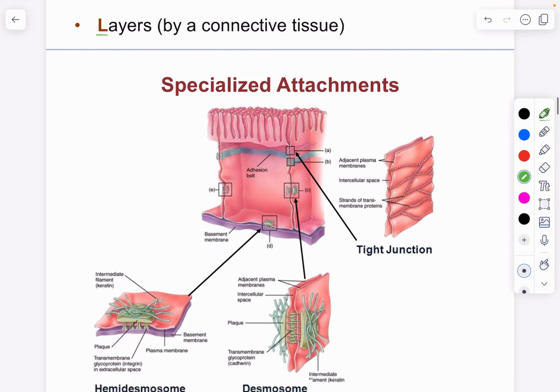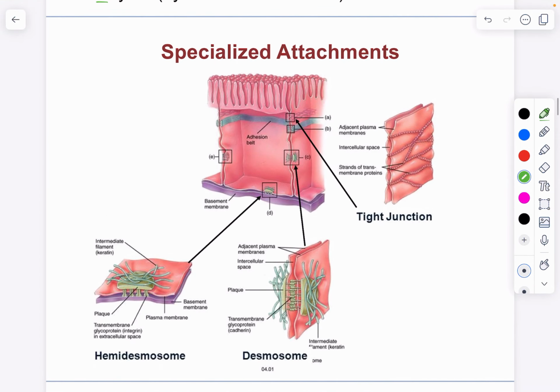The specialized connections I've already talked about. We talked about these tight junctions. We talked about the anchoring junctions, right? And we talked about gap junctions. So you can sort of visualize all of these and where they might be present. These are those specialized attachments that are really important for epithelial tissue.